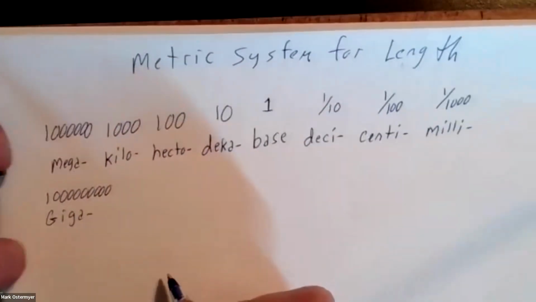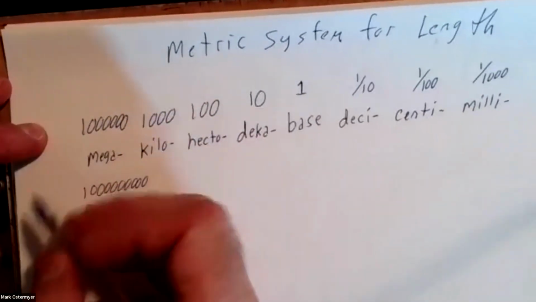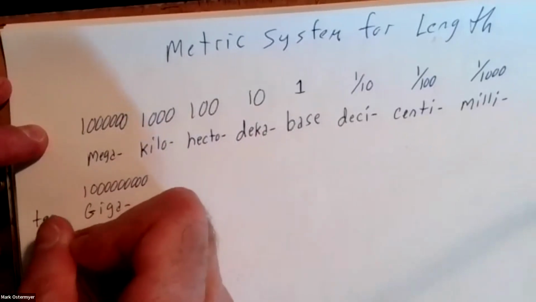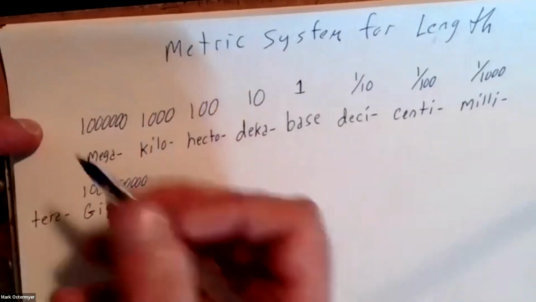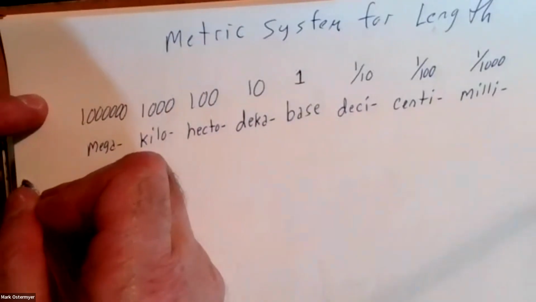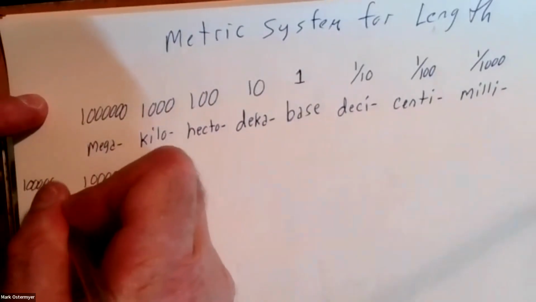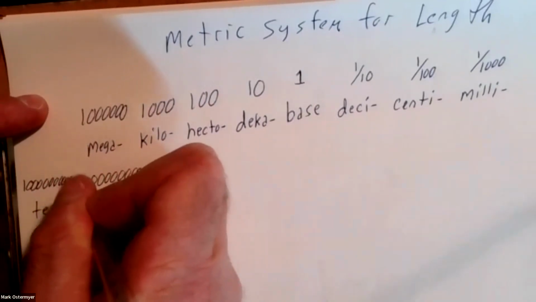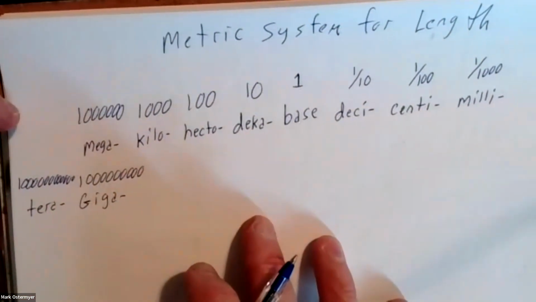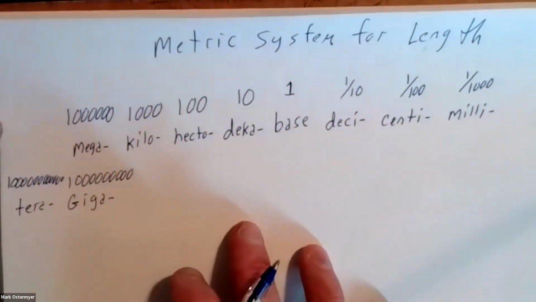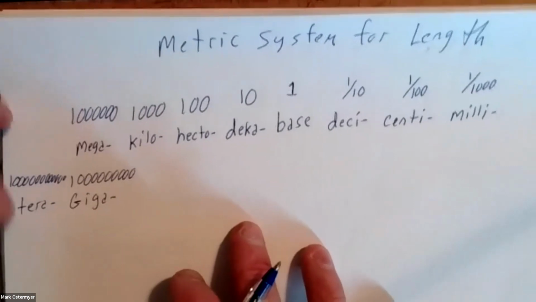Then you even have a tera. Anybody have a computer that has terabytes of memory? A tera is 1,000,000,000,000 times bigger than a base unit. 12 zeros. Everybody see this here, ladies and gentlemen? It's called the metric system in general. These are the prefixes of the metric system.